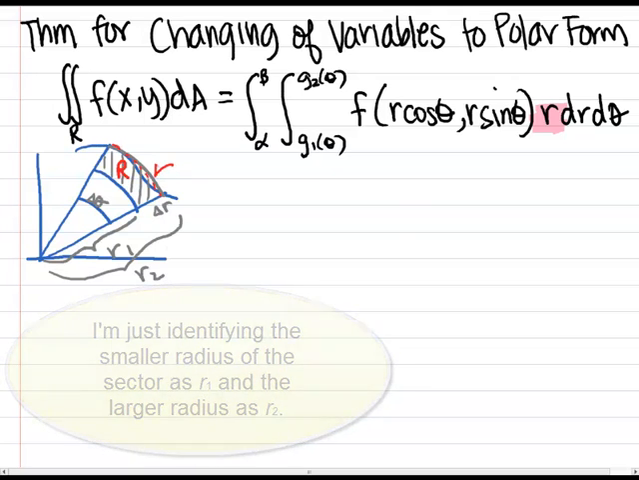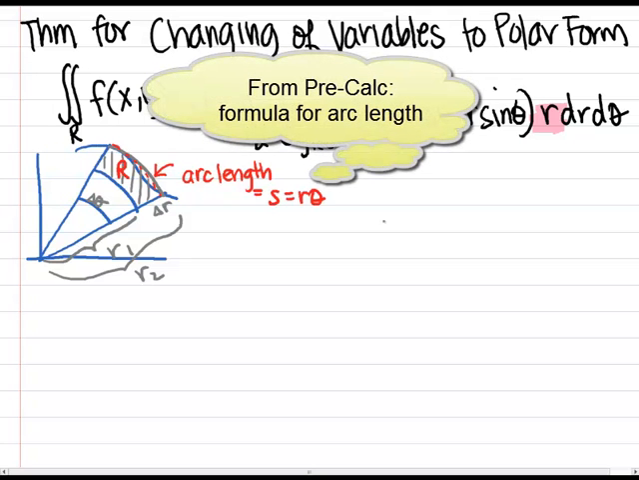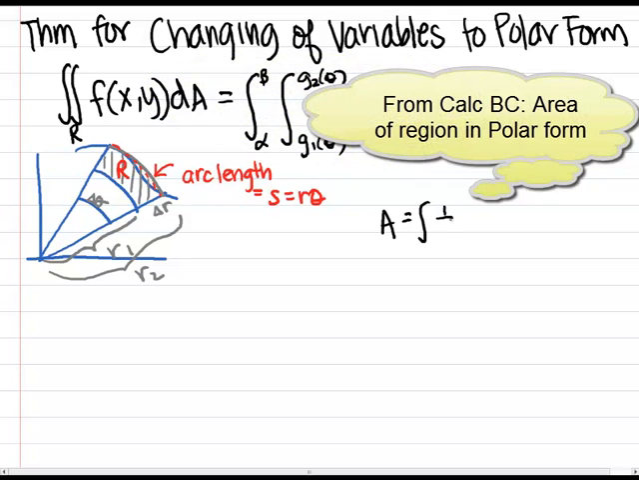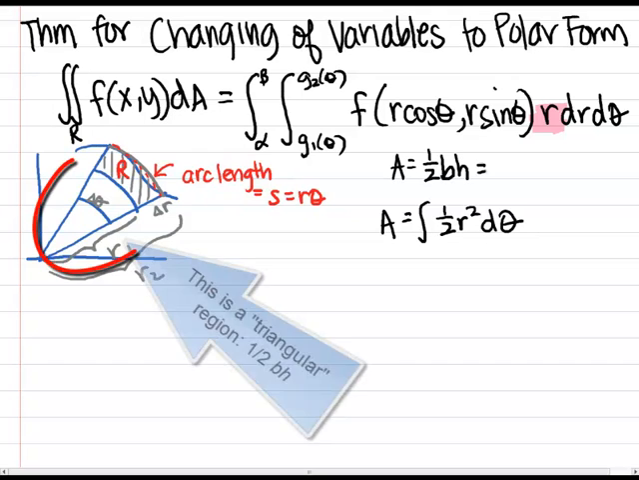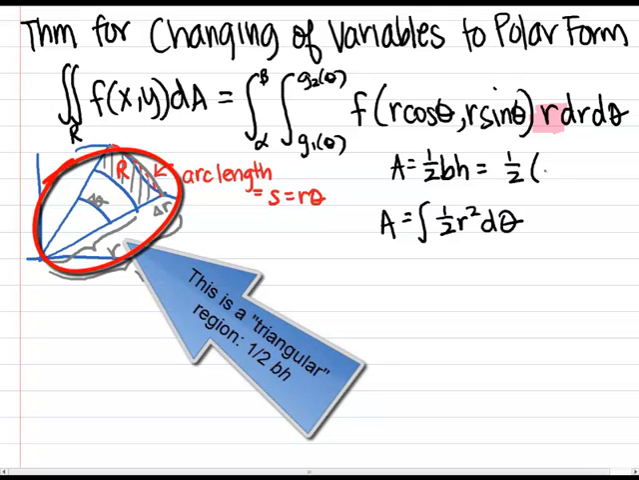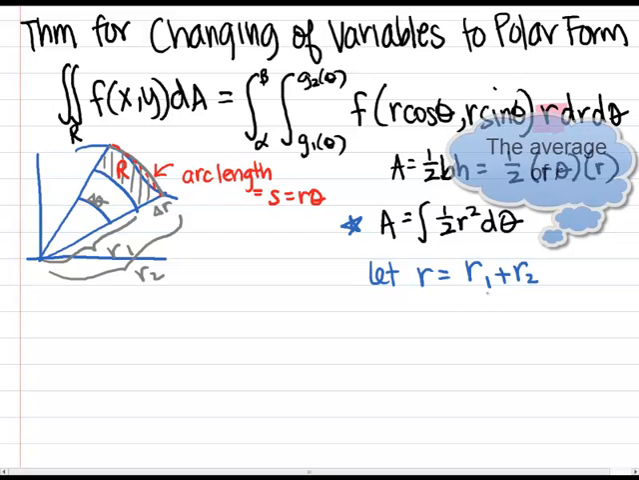This little piece right here has an arc length equal to s equals r theta, and since the area is equal to 1/2 r squared d theta, it came from looking at this as a little triangular piece, which was 1/2 base times height, but the base is r times theta, or our arc length, and the height of it is equal to r, hence the 1/2 r squared d theta for theta infinitely small. And I'm going to let r equal r1 plus r2 over 2.